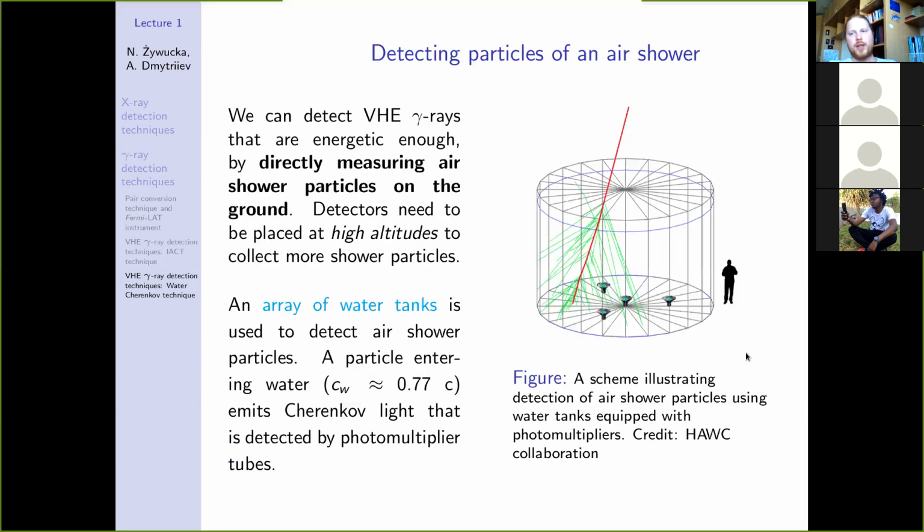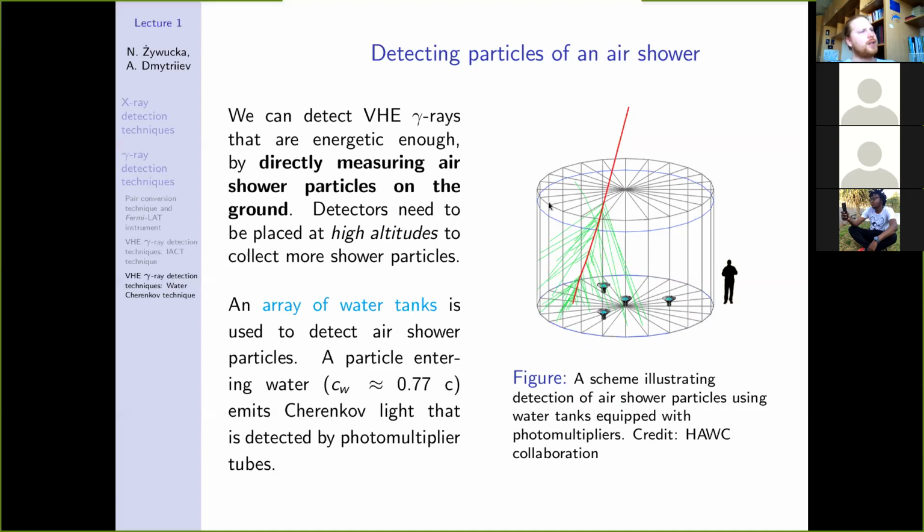So how do we actually detect that on the ground? To detect very high energy gamma rays that have quite high energy and from showers of which can reach the ground, we directly measure these particles of the air shower on the ground by specific detectors.